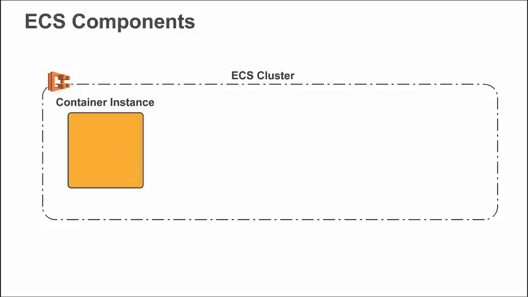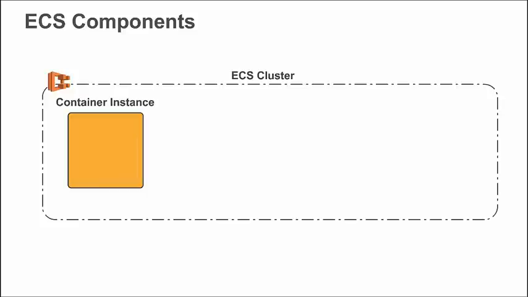Let's look at the components of Amazon ECS and how they are orchestrated to deploy your application. First, we have a container instance. This is an Amazon EC2 instance that is running the ECS agent and has been registered into an ECS cluster. The Amazon ECS container agent allows this container instance to connect to your cluster.